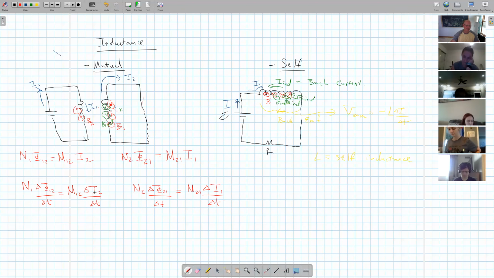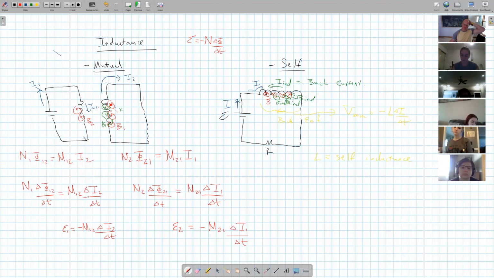Now, the induced EMF here, E1, since this is actually EMF, I would just divide both sides by N. So you remember that EMF is equal to minus N times the change in flux with respect to time. So this is then going to be equal to minus the mutual inductance M12 times the rate of change of the second current. And on this one, the induced EMF is equal to minus mutual inductance M21 times the change in current from the first with respect to time.